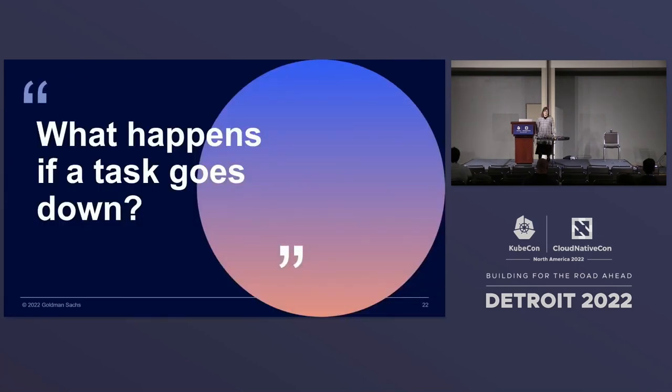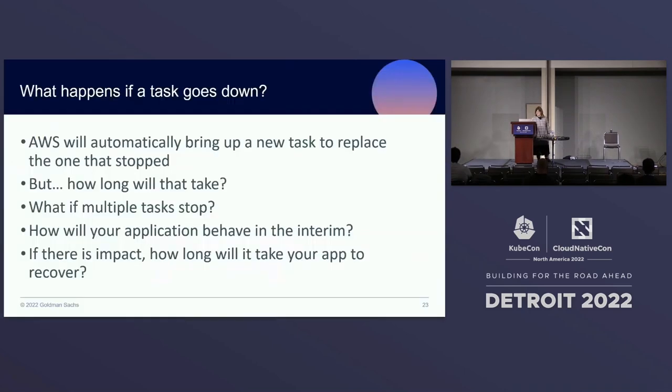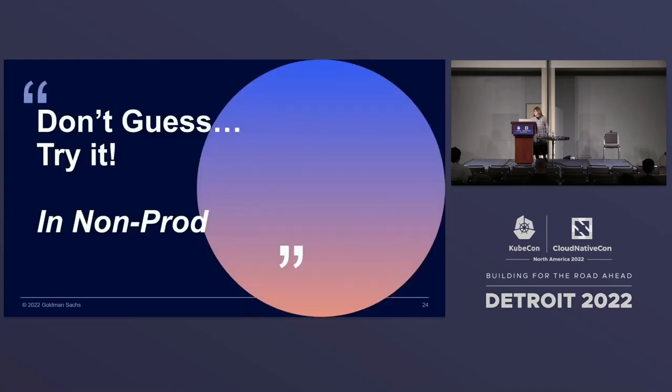So then the question becomes, what happens if a task goes down? Well, all the good things should happen. Automatically bring up a new one to replace the one that stopped. But that opens up a bunch of questions. How long is that going to take? What if multiple tasks stop? How is your application going to behave in the interim? And if there is impact, how long will it take for you to recover? So you can read the documentation, you can guess, or you can try it. And that's what we did.